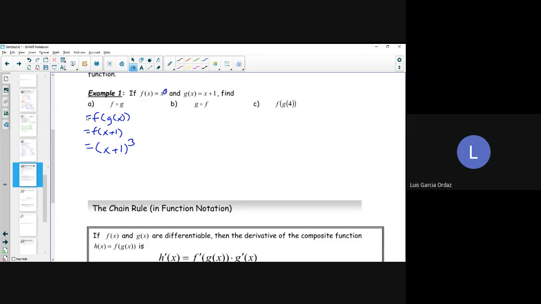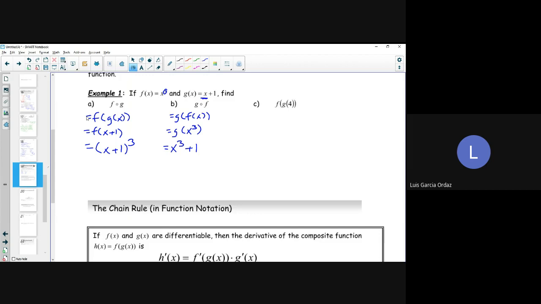Now the same thing with g of f. We can write it as g of f of x. I know that my f of x is x cubed, so now I have to figure out g of x cubed. What that means is wherever I see an x in g of x, I'm going to plug in x cubed. Because I only have one variable in x plus 1, I sub that in with x cubed. So I get x cubed plus 1.